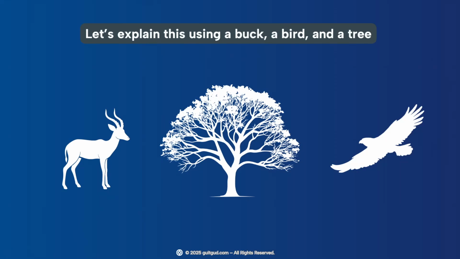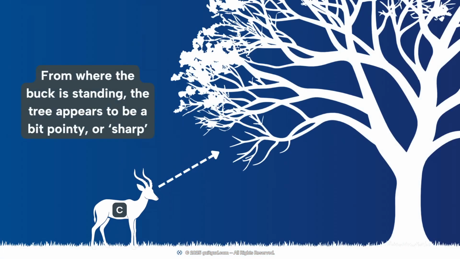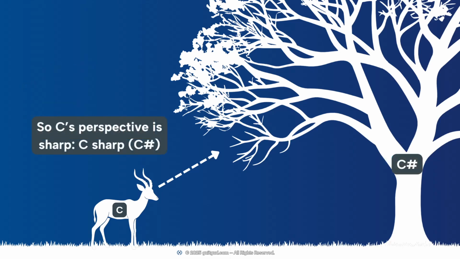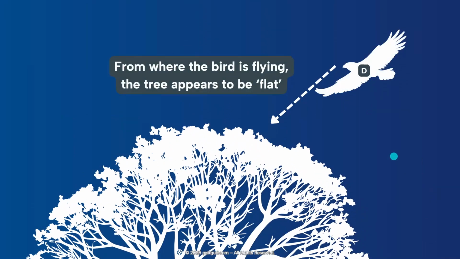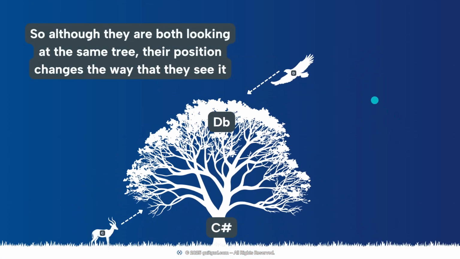Let's explain this using a buck, a bird, and a tree. Let's call the buck C and the bird D. From where the buck is standing, the tree appears to be a bit pointy, a bit sharp, if you will. So from C's perspective, the tree is sharp, so C sharp. From where the bird is flying, however, the tree appears to be flat. So D's perspective is flat, D flat. So although they are both looking at the same tree, their position changes the way that they see it.